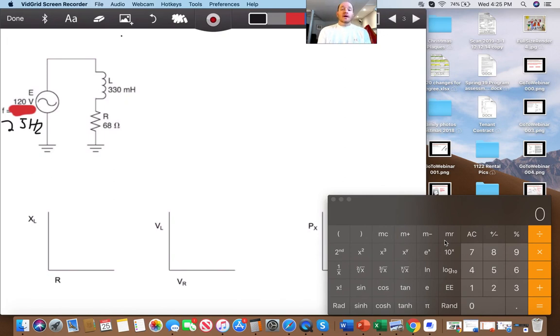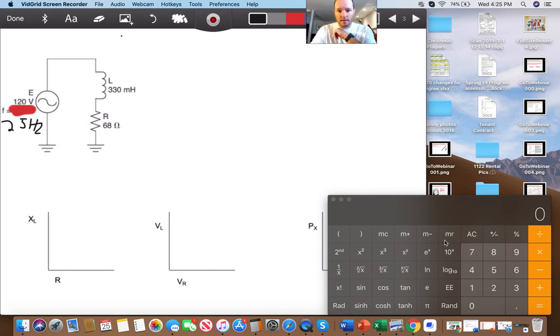All right? If I take the frequency down, my X of L is going to get lower. If my X of L gets lower, then my current is going to go up, because if my X of L goes lower, my impedance is going to get lower. That's going to increase my current. That's one prediction.